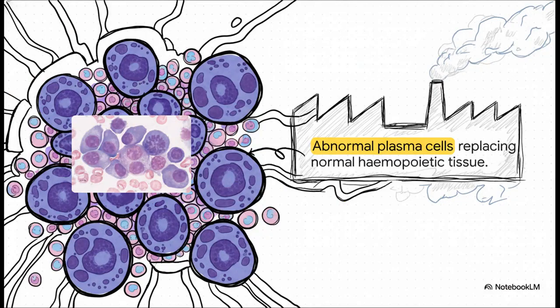And this image brilliantly illustrates what that rogue factory actually looks like under a microscope. Look at these post-germinal center plasma cells rapidly accumulating. You can clearly see how these abnormal cells are literally crowding out the healthy, normal hemopoietic tissue in the marrow space. They're basically taking over all the real estate.